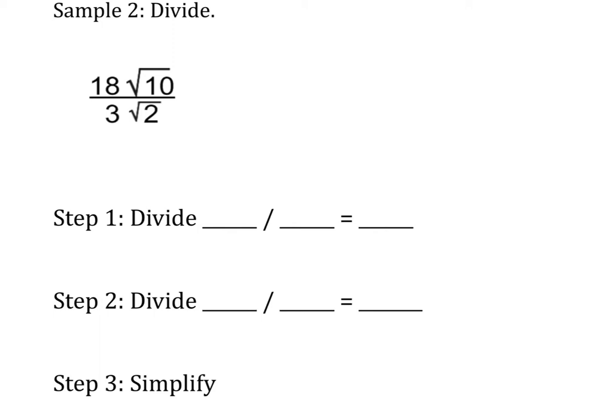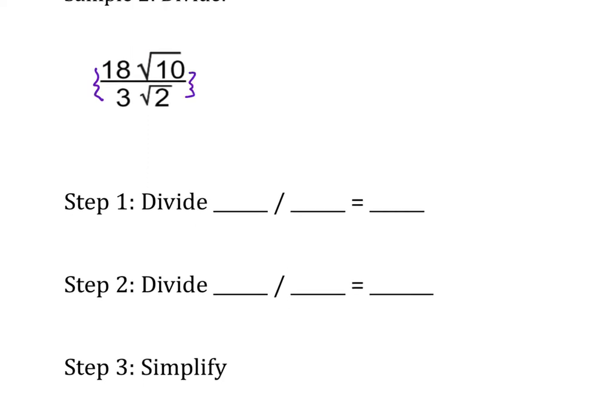They have 18 square root of 10 over 3 square root of 2. I can simplify the 18 and the 3. I can simplify the 10 and the 2. I cannot simplify the 18 and the 2. Okay? Only outside to outside, inside to inside. So I am going to look and see, can I simplify this? Yes, I can. Can I simplify this? Dividing the inside? Yes, I can.